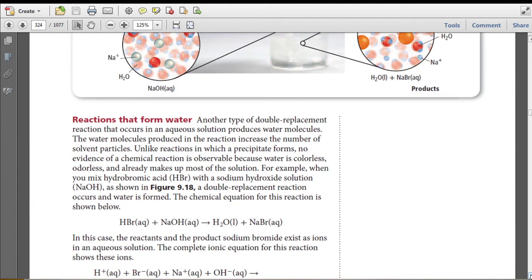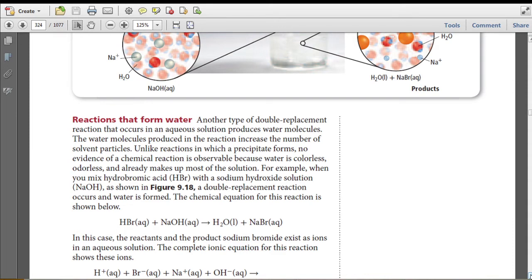Another type of double replacement reaction that occurs in an aqueous solution produces water molecules. The water molecules produced in the reaction increase the number of solvent particles. Unlike reactions in which a precipitate forms, no evidence of a chemical reaction is observable because water is colorless, odorless, and already makes up most of the solution.